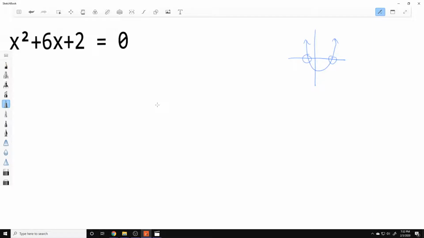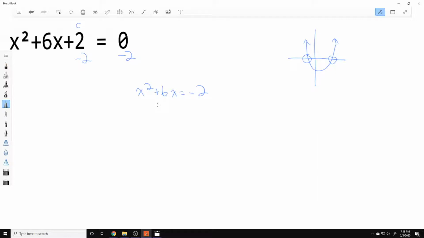To find out what these points actually are, we're going to take this c term, which is 2 in our case, and get it to the other side. To do that, we're going to subtract 2 from both sides to get x squared plus 6x equals -2.